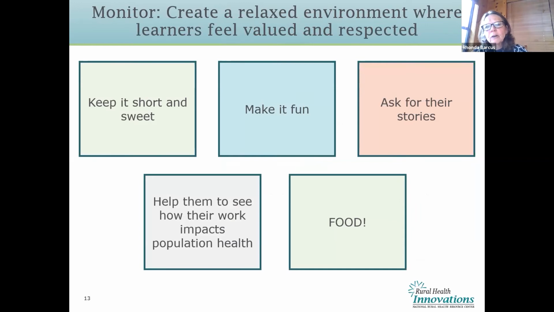Mentoring is just creating an environment where learners feel valued and respected. What we know is that when people are nervous, anxious, afraid, they tend to not learn as well. So again, if you can make it fun, if you can keep it short and sweet, ask for their stories, help them to see how their work impacts population health so that they feel very valued and they know what their role is in helping patients with their health, then that's really important. And then of course, food is always nice as well. And again, you can always tie that to a theme.